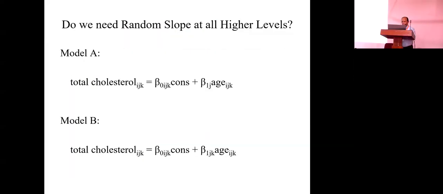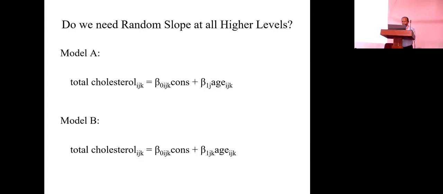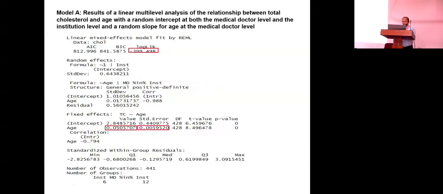Here, the next question is the random slope at higher levels. In model A, we allow the doctor level; this one is doctor and institution level. If you compare these two models, you'll address the question whether you need random slope at the higher level or not. The likelihood is 789, say for example. And model A is what? Model A is your random slope at the doctor level. Model B is what you get here.